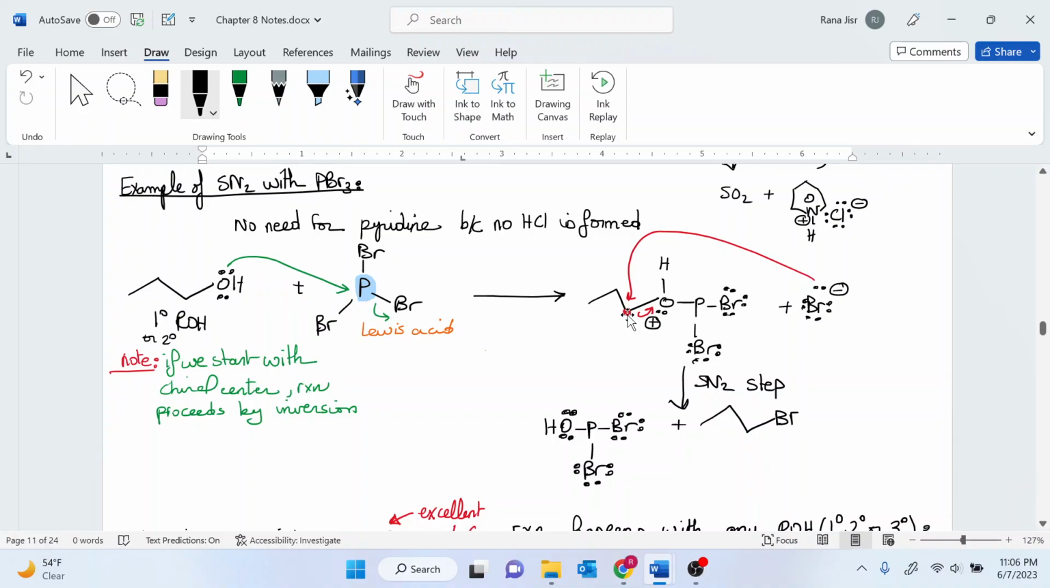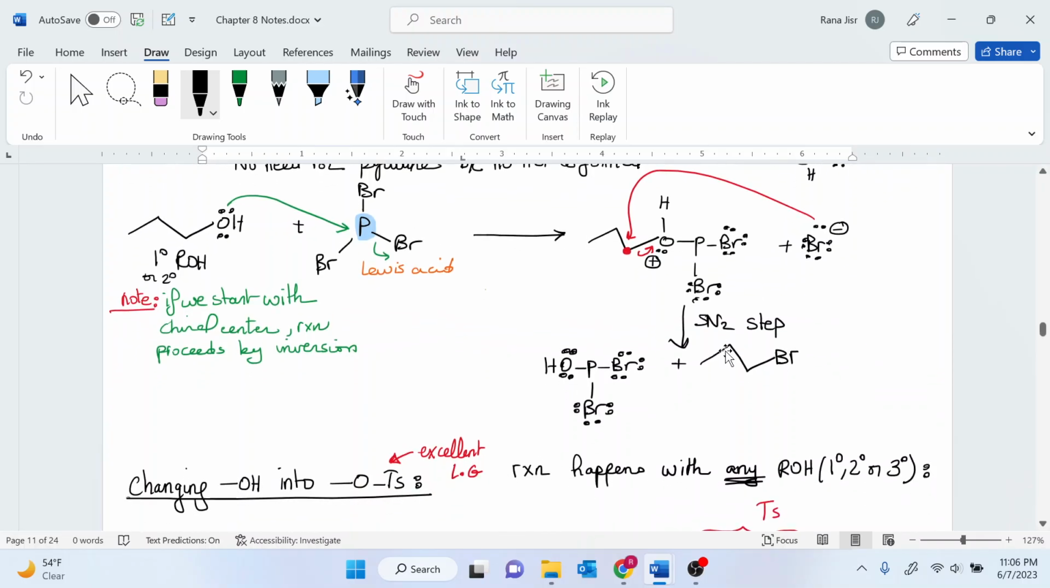Now again, this carbon is not a chiral center, so just opt the stereochemistry out. There is no stereochemistry, but if it is a chiral center, then the reaction is going to proceed by inversion in configuration.